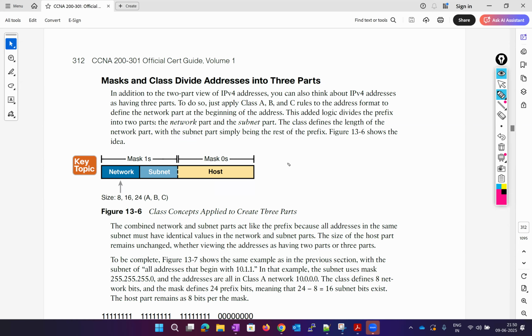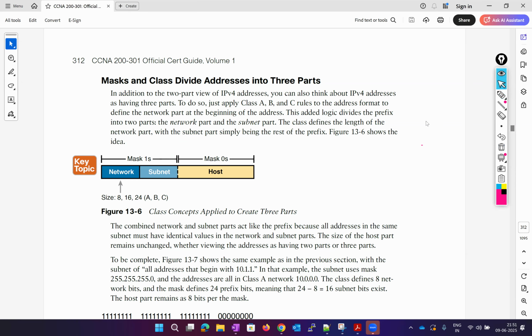Again, let me repeat. When you are making a classless IP address, you borrow some bits of zeros from the host part and convert them into 1. We know that the networking devices understand ones as the network part, but in subnetting or in classless IP addresses, the number of zeros that you borrowed and converted into ones, those bits are called subnet bits.